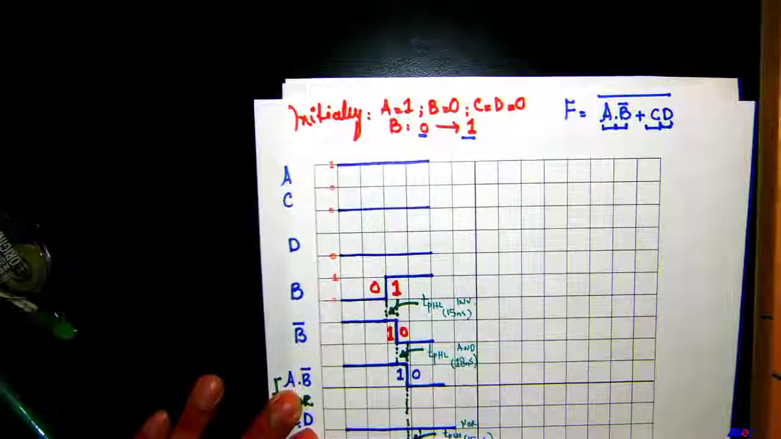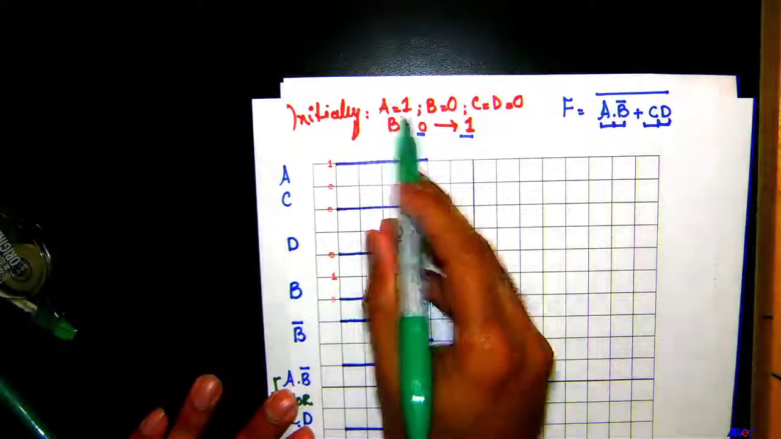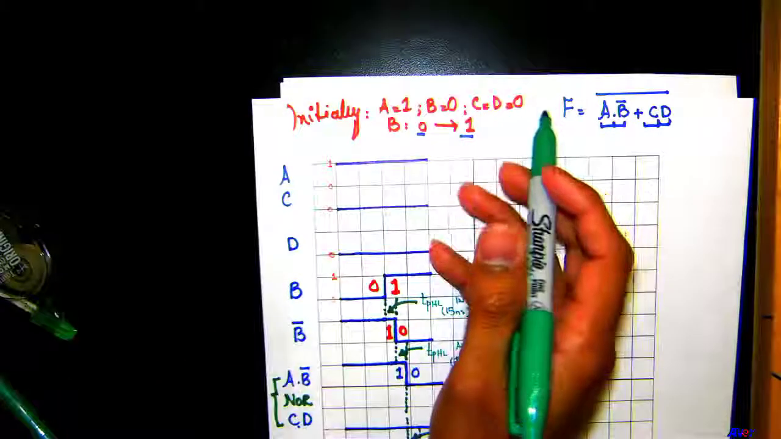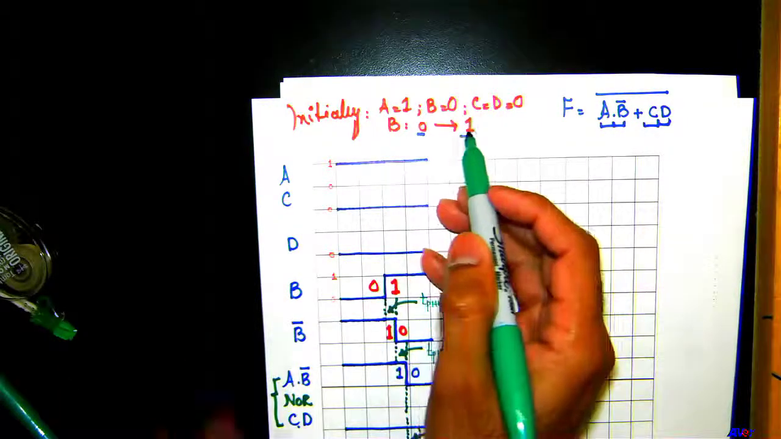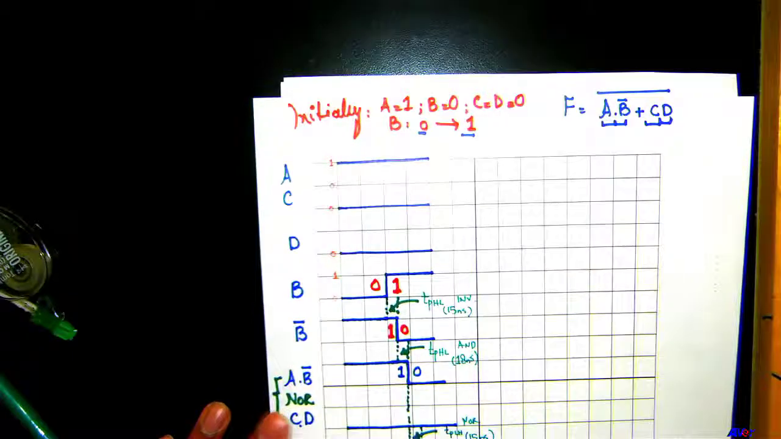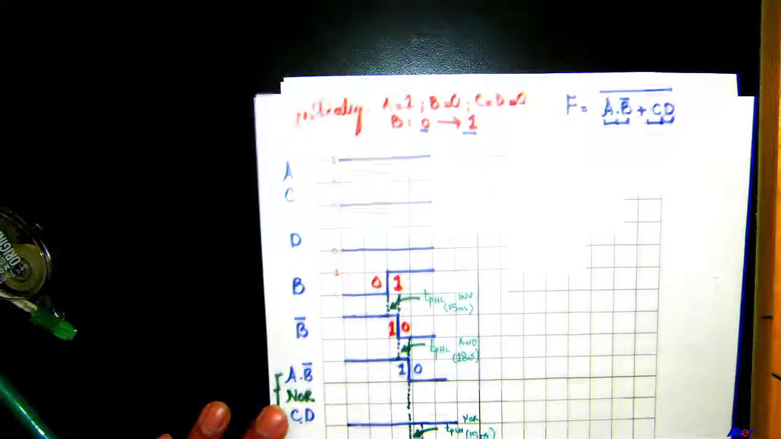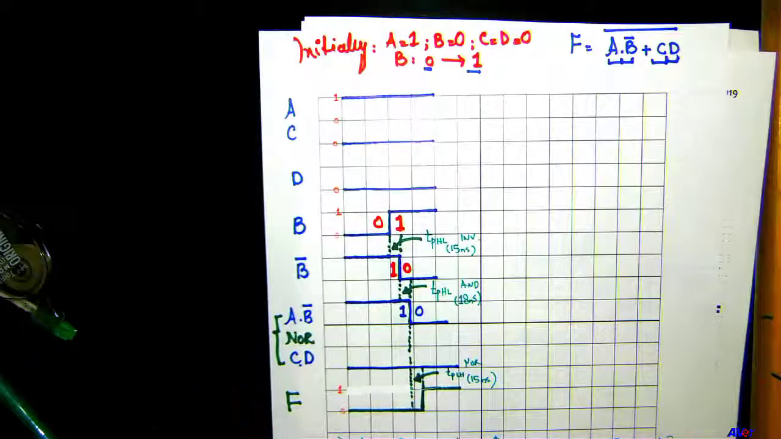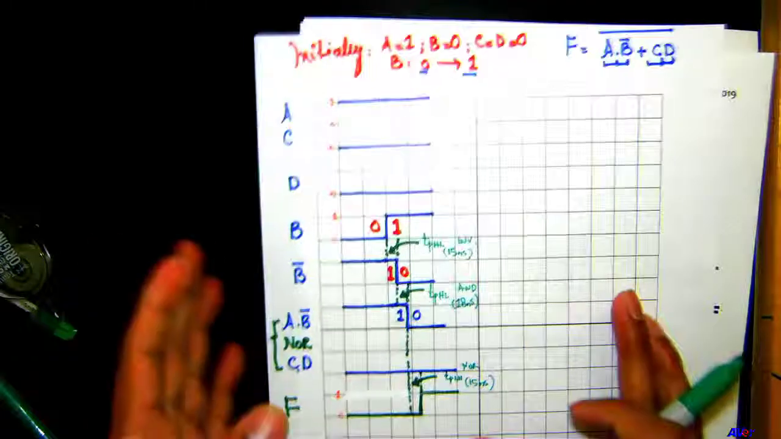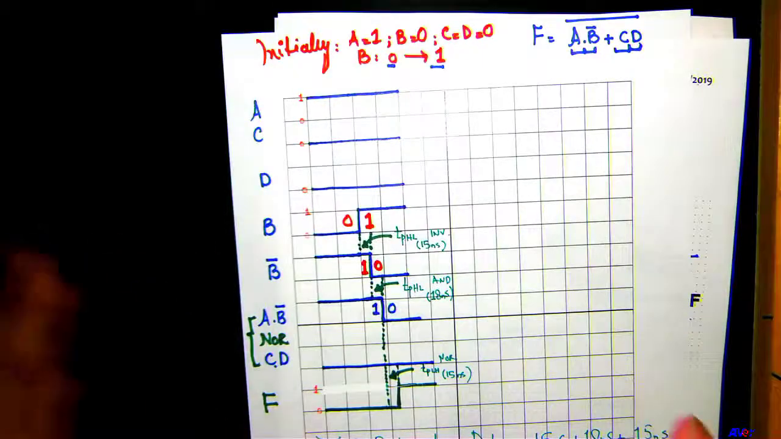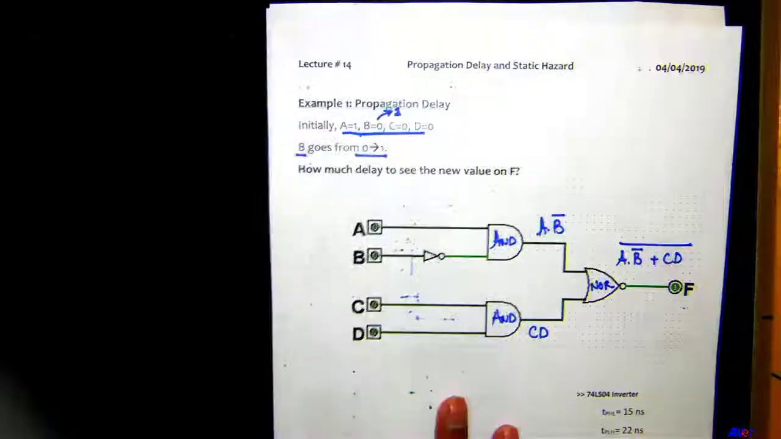This means initially when A was 1, B equals 0, and C, D were equal to 0, but when B changes from 0 to 1, the change in F is actually going to take 48 nanoseconds before you will see a change. Okay, make sense? Right? Shall we move on to the next example? Is everybody following me? Okay, all right.